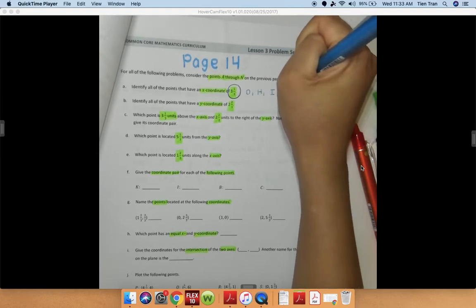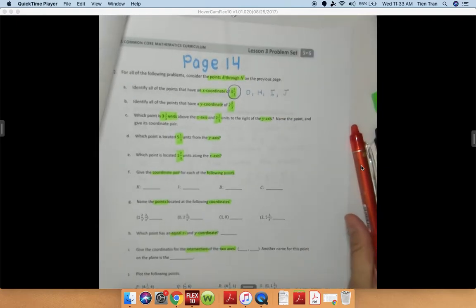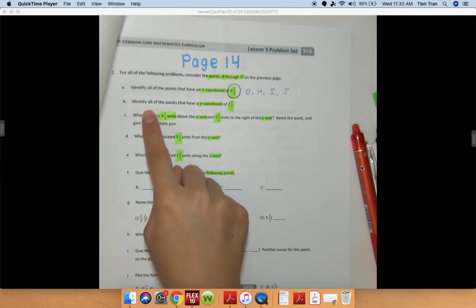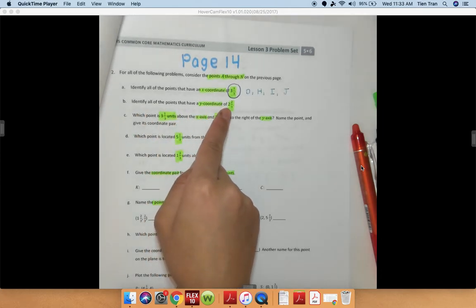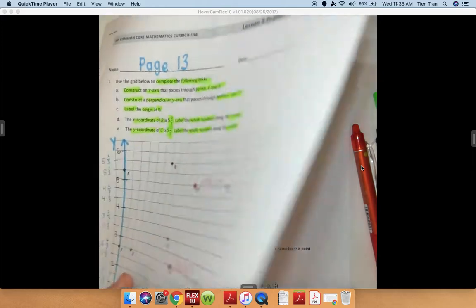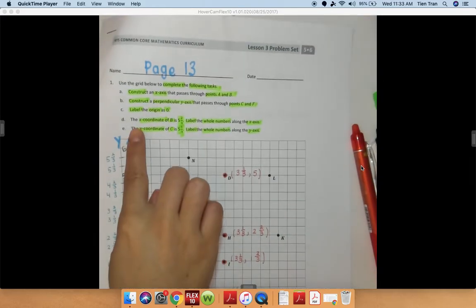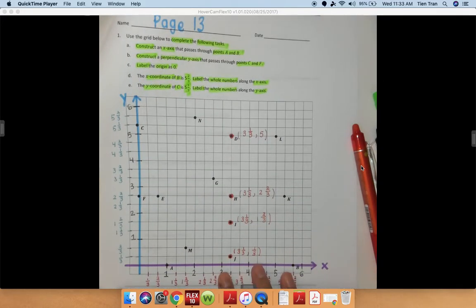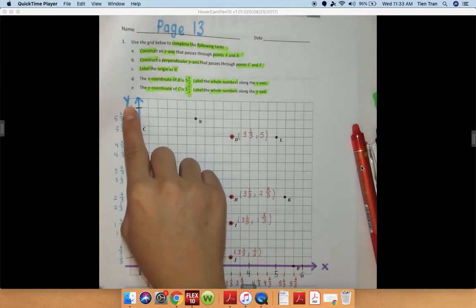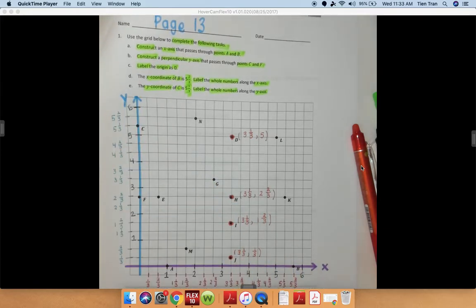I, and J. Okay? Now the next one asks me to identify all of the points that have a y coordinate of 2 2/3. Now, y coordinate is this line right here. And how do I know that it is a y coordinate? Because there is a letter y. I labeled it earlier.